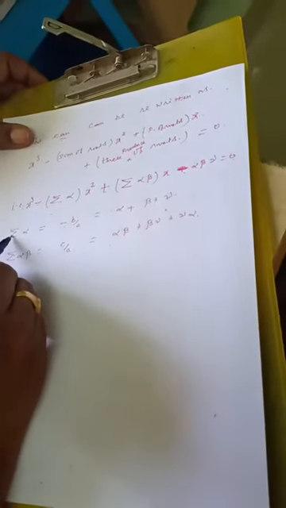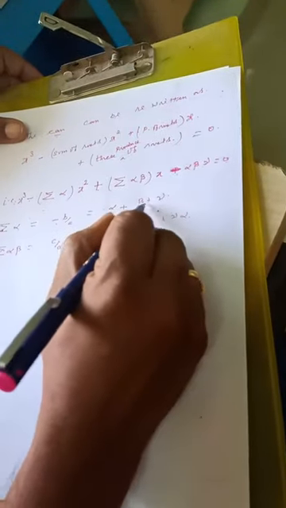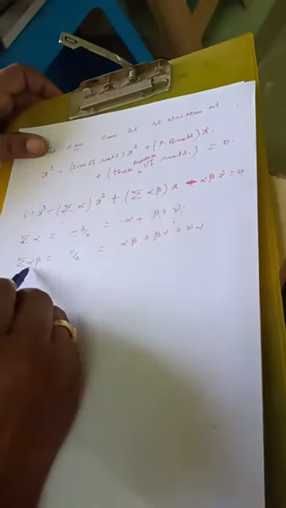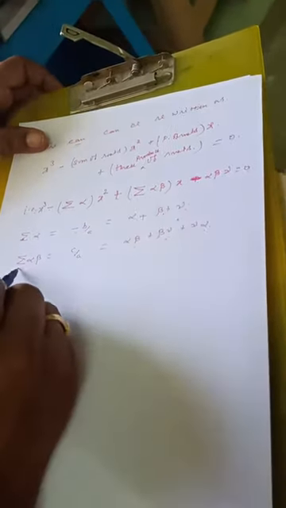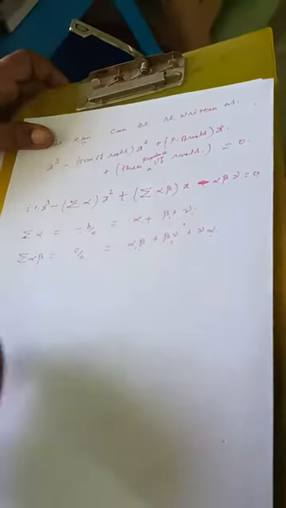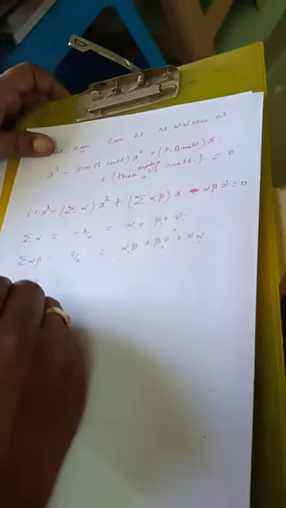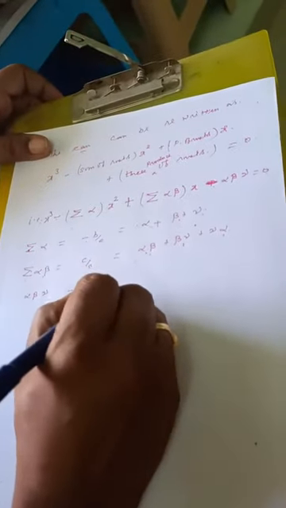Sigma means summation. Summation over the 3 roots alpha, beta, gamma: alpha plus beta plus gamma. Alpha beta means alpha beta, beta gamma, gamma alpha. The summation of alpha beta is equal to alpha beta plus beta gamma plus gamma alpha. Then the last one is the product, alpha beta gamma, which is equal to minus d by a. This is a very important role.